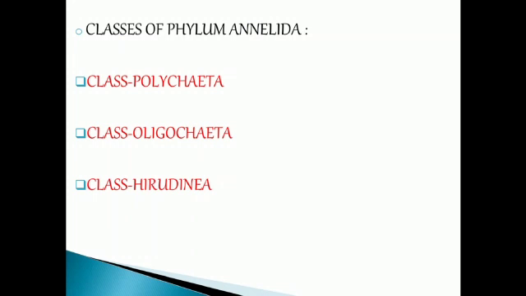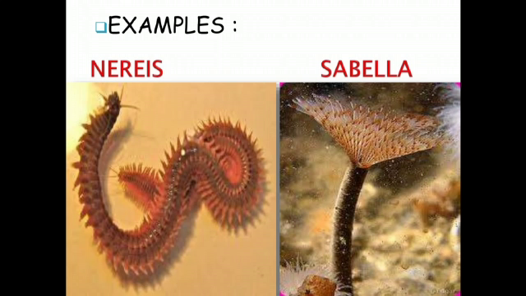Phylum Annelida has been divided into 3 main classes. These are known as class Polychaeta, class Oligochaeta, and class Hirudinea. Common examples of annelids include the nereis. Here in the left figure you're watching the nereis, which has parapodia for locomotion, and in the right figure you're watching the sabella.